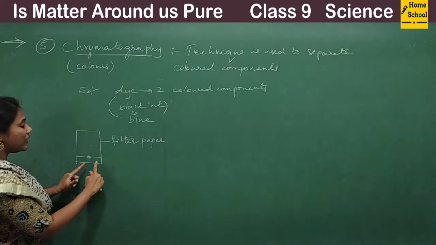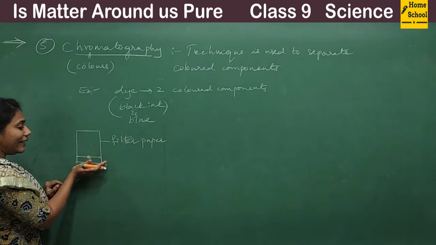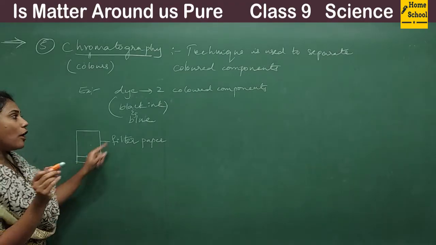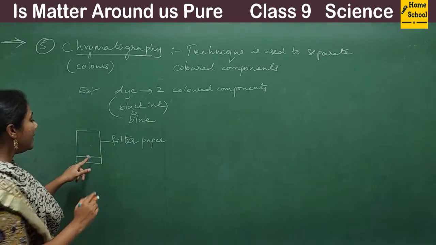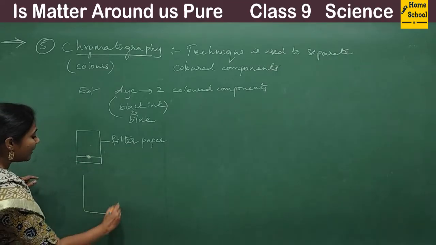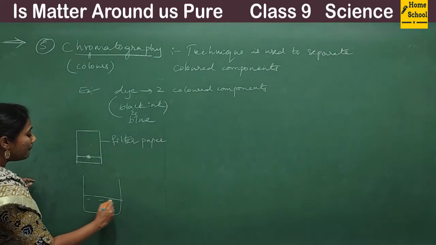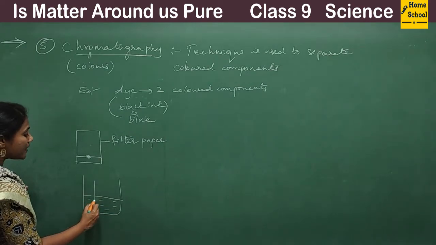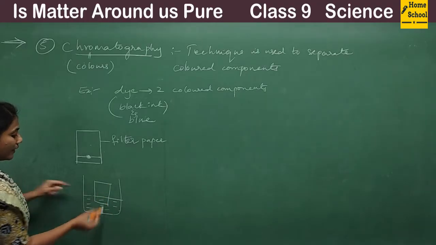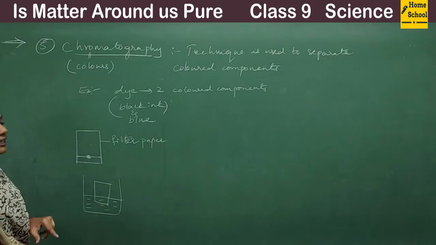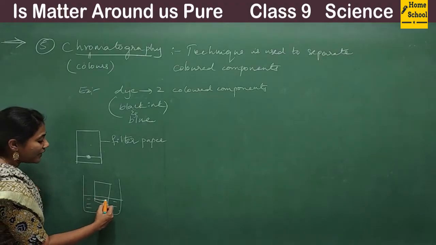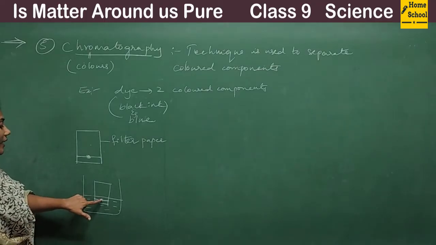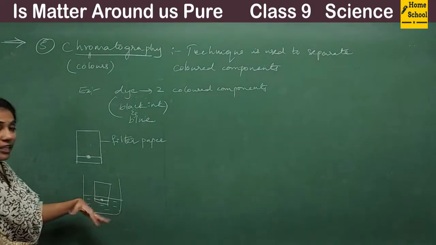For that we took this filter paper and drew a line a little above the edge, and here I have added a drop of this black ink. I took this filter paper and will introduce it in a beaker of water. I'll dip the filter paper in such a way that the drop I have added is dipped into the water, touching the water.